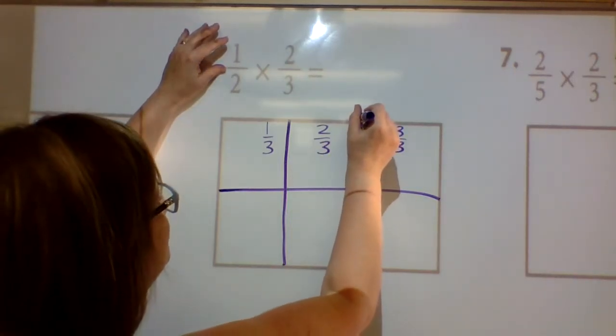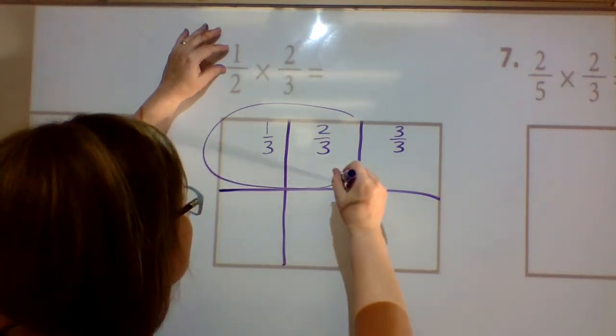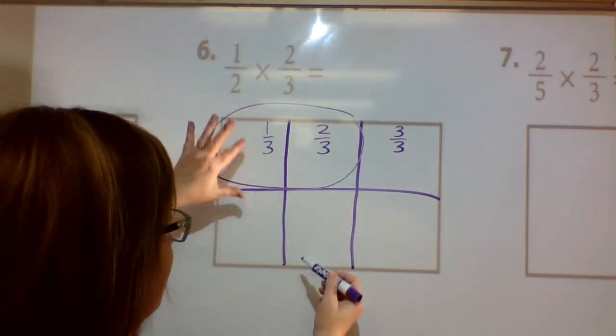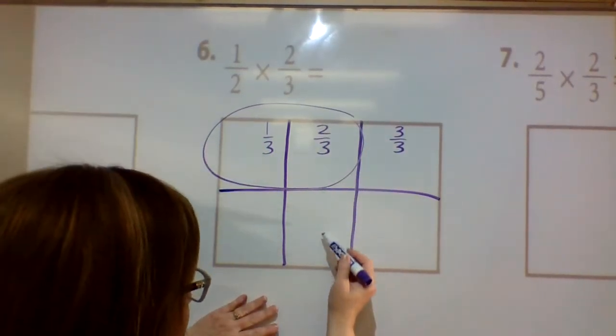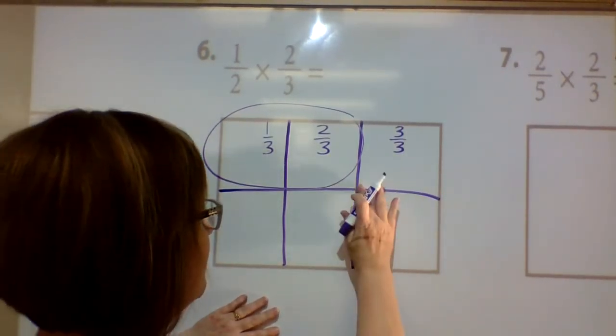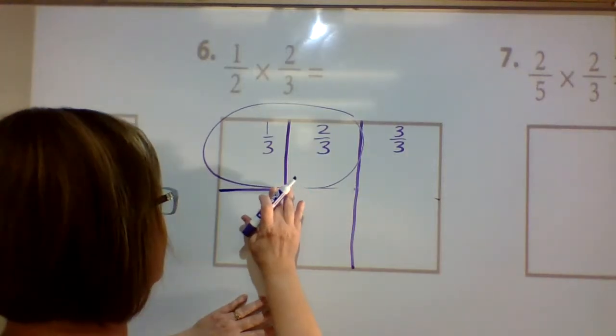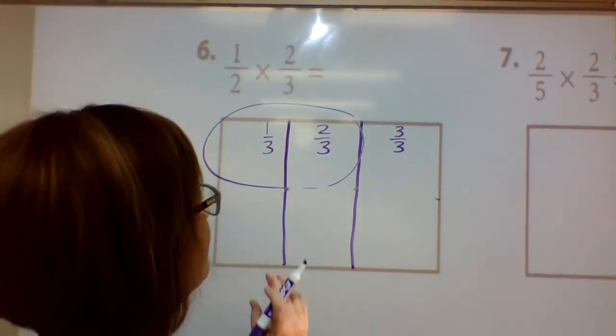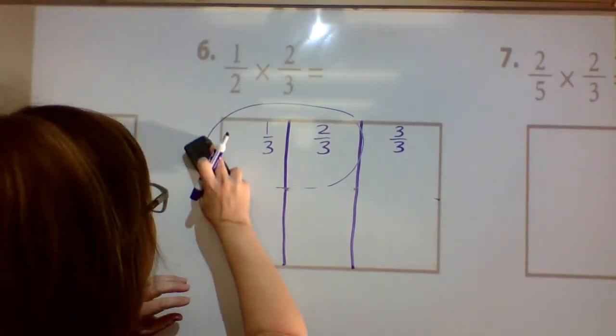Okay, so that means 2 of these. And remember, this is a third all the way through, this is a third all the way through, this is a third all the way through. Okay, so I shouldn't have drawn this yet. I should have started with that. Okay, so let's go backwards here for a second.